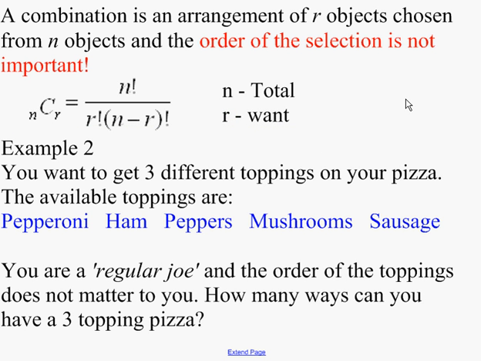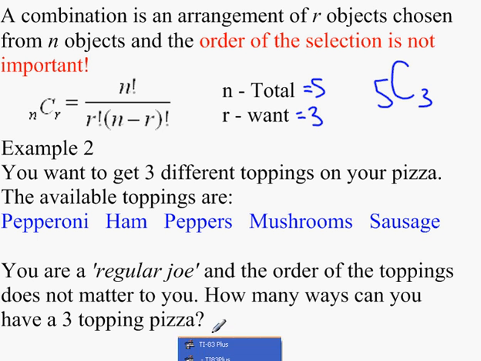You want to get 3 different toppings on your pizza. The available toppings are pepperoni, ham, peppers, mushroom, sausage. But this time you are a regular Joe and the order of the toppings does not matter to you. How many ways can you have a 3-topping pizza? So since the order doesn't matter, we're going to be using a combination. So again, our total is going to be 5. And since we're picking 3 out of those 5, our R is 3. So it's going to be 5C3 this time.